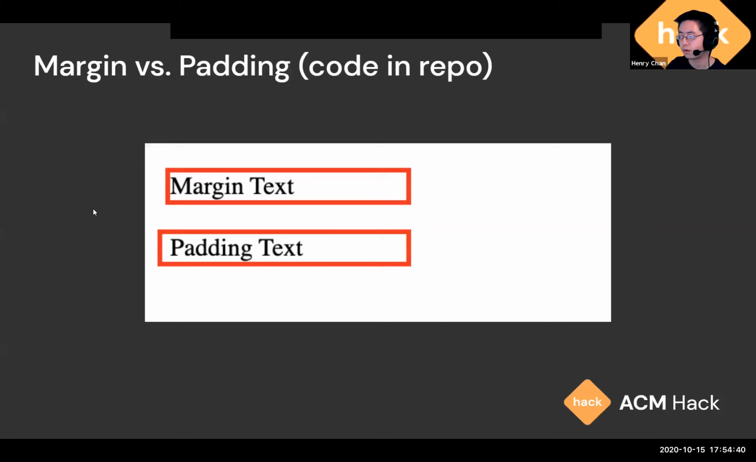And so in terms of margin and padding, this is what it would look like on a page. There's some margin or padding inside of the border to the right of it, and then there's margin on the bottom of each element so that it gives you space between those two elements.